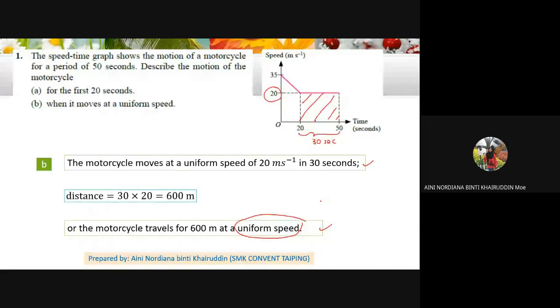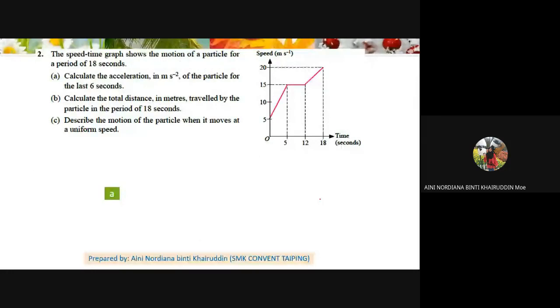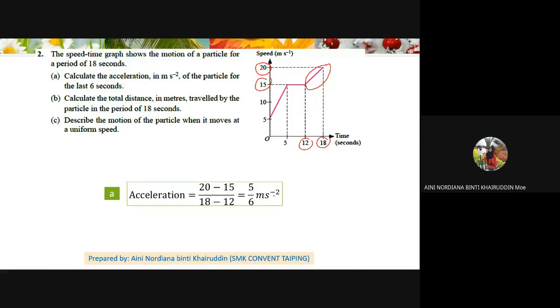Question number 2. The speed-time graph shows the motion of a particle for a period of 18 seconds. Calculate the acceleration in meter per second square of the particle for the last 6 seconds. So the last 6 seconds is here. You can use the formula of gradient: 20 minus 15 over 18 minus 12 equals 5 over 6 meter per second square, or you can write your answer in decimal.